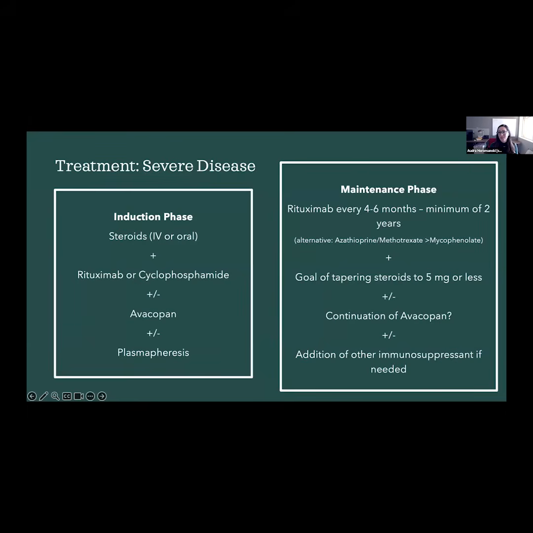Some patients will also receive a medication called avacopan. Avacopan is our newest medication for ANCA-associated vasculitis. It was approved, I believe, in 2021 due to a trial called the ADVOCATE trial, where they tried to see if patients could take avacopan instead of steroids, with the goal of really minimizing the amount of steroids that patients get.